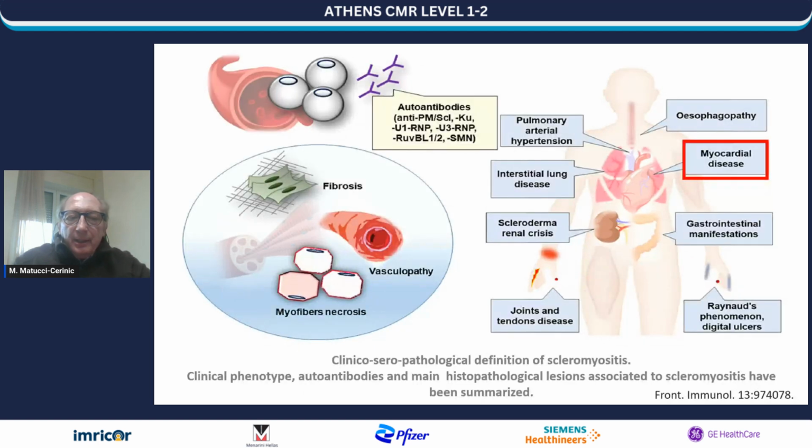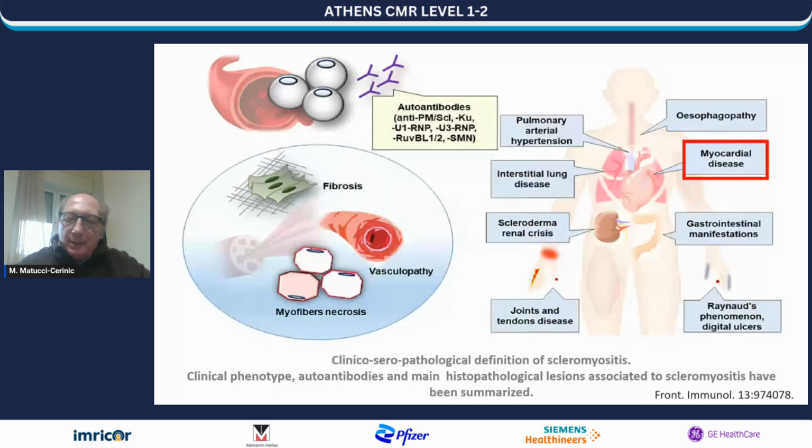But in reality, the fibrosis, the vasculopathy, and the myofiber necrosis are characteristics that are present in this patient who is bearing antibodies like the PM-Scl, the Ku, the U1-RNP, and also the others. So we know that we must always get the full-blown picture of the antibody pattern.